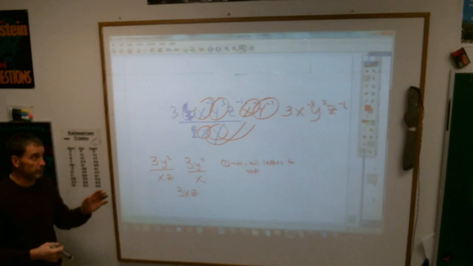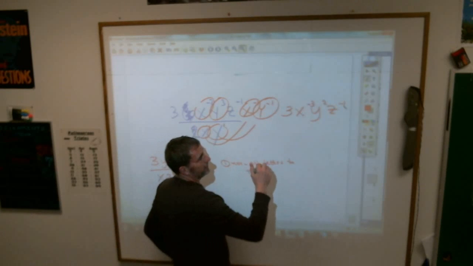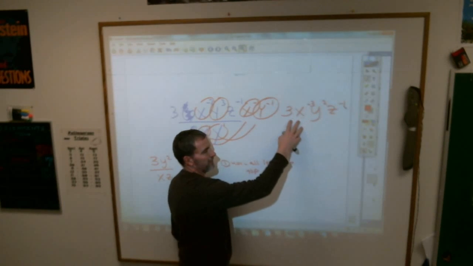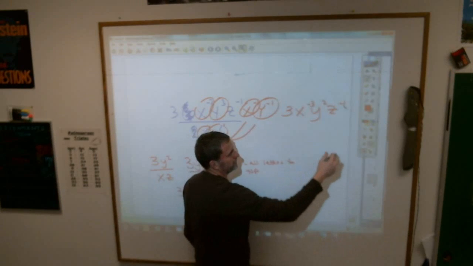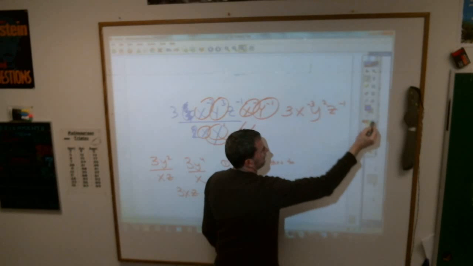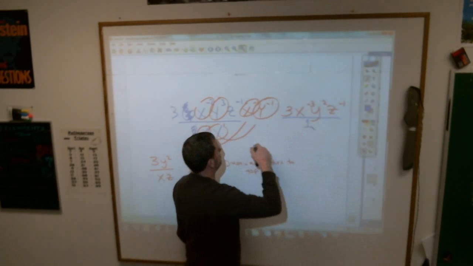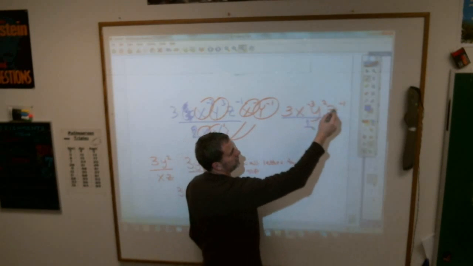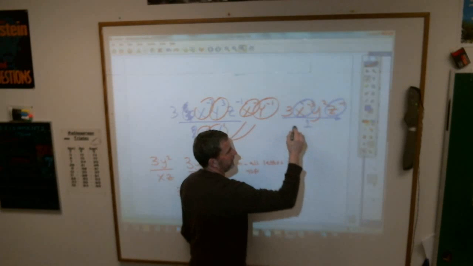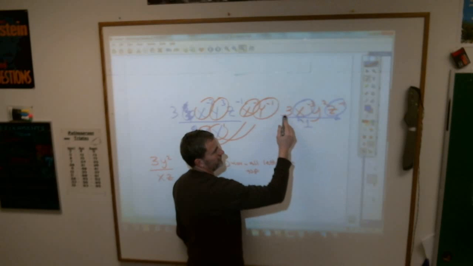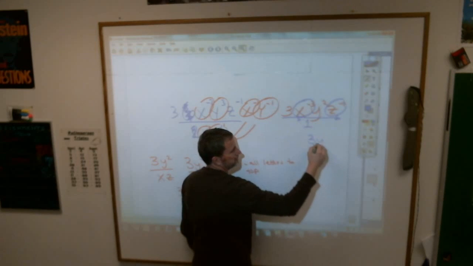I've gotten rid of all my duplicate letters, but this is not acceptable because I'm not allowed to have these two negative exponents, so what do I have to do? Okay, this is over 1 still because it was over something. I need to move both this to the bottom and that to the bottom. So what's left on top is 3y squared.